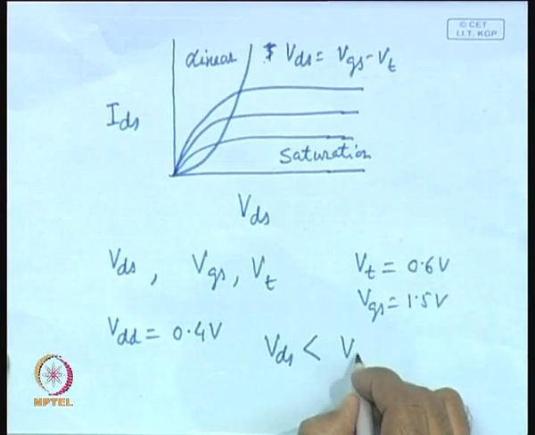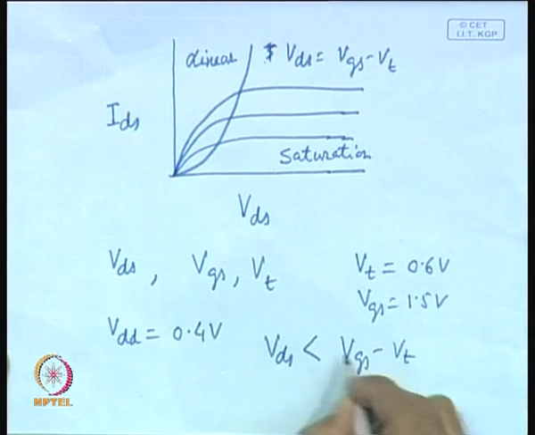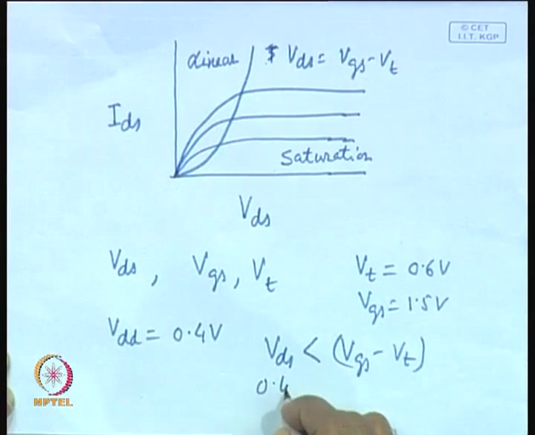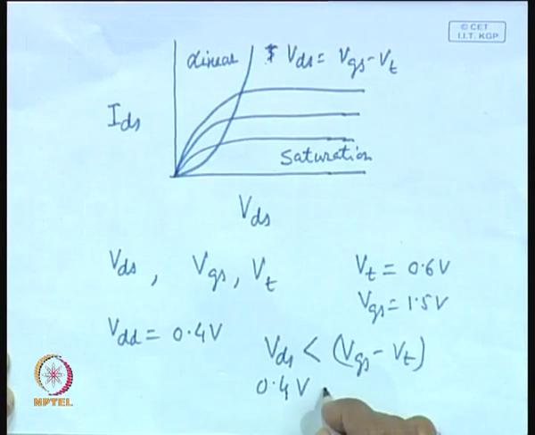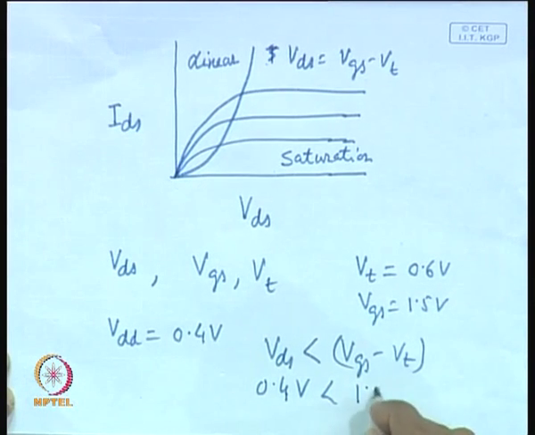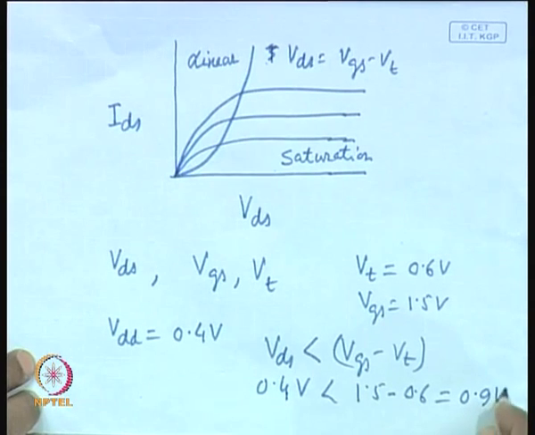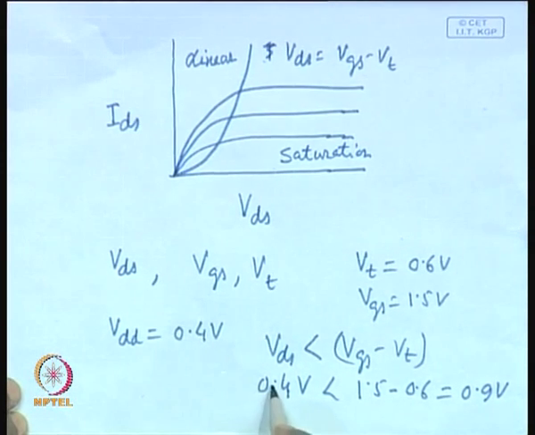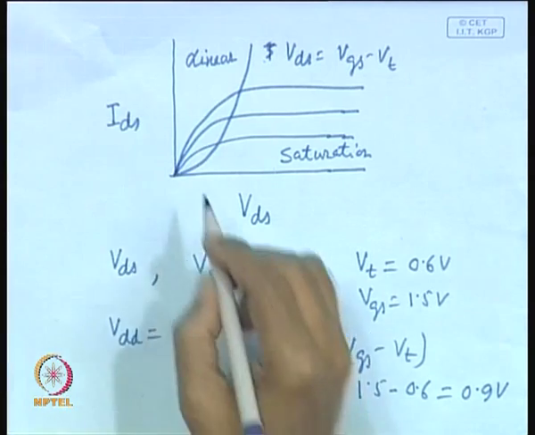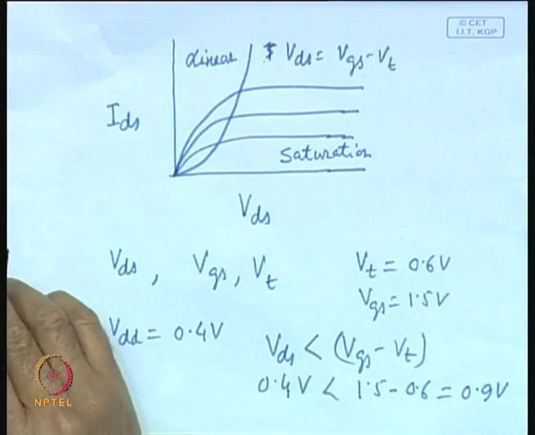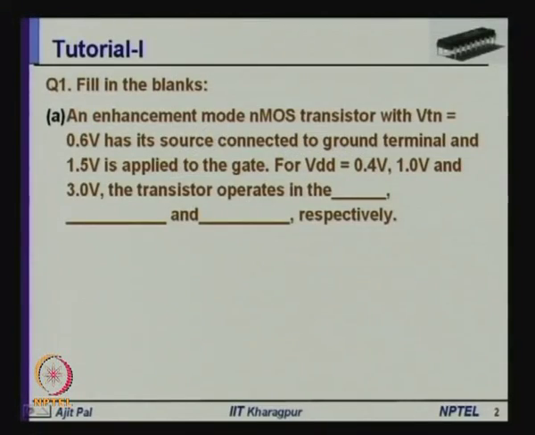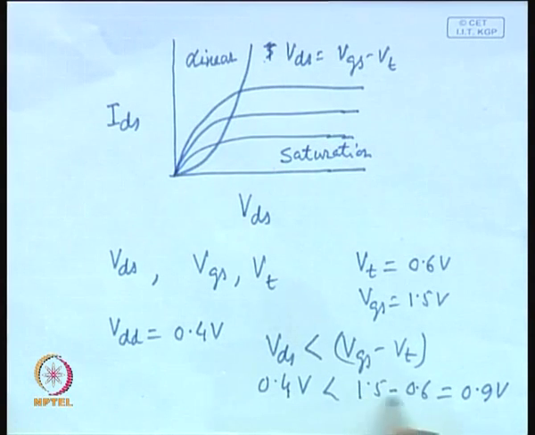then we find that VDS is less than VGS minus VT. That means, this is 0.4 volt and this is 1.5 minus 0.6, that is equal to 0.9 volt. So, since this is less than 0.9 volt, the transistor is in linear region. On the other hand, in the second case, when it is 1 volt, this is more than VGS minus VT, so it will be in the saturation region.